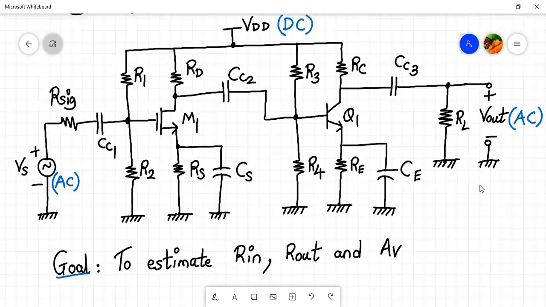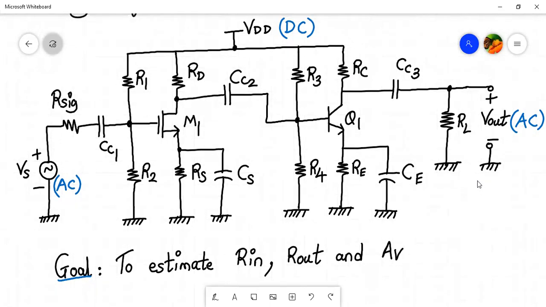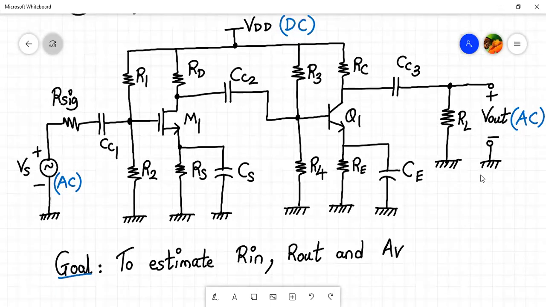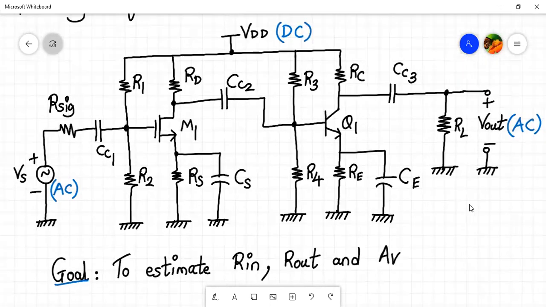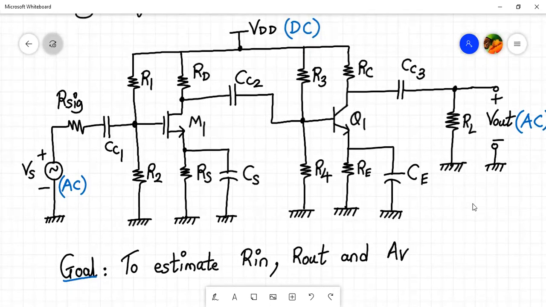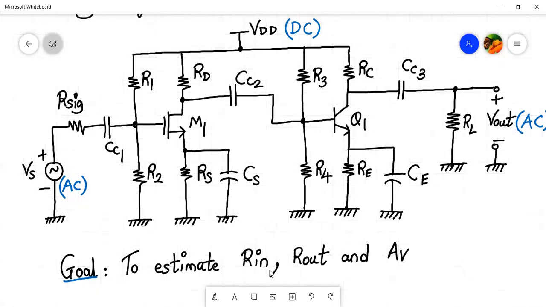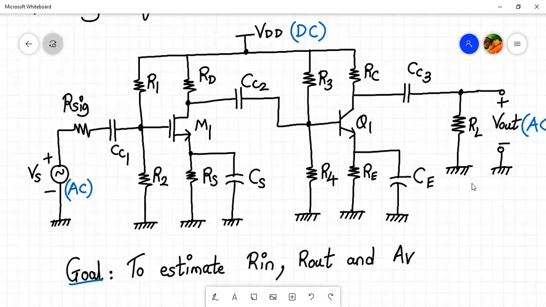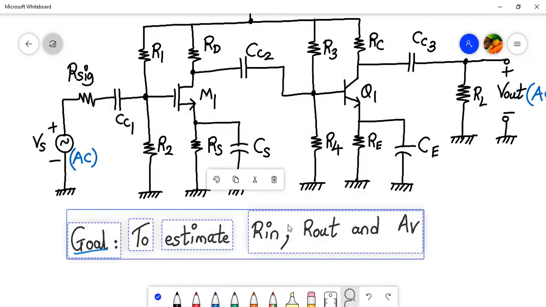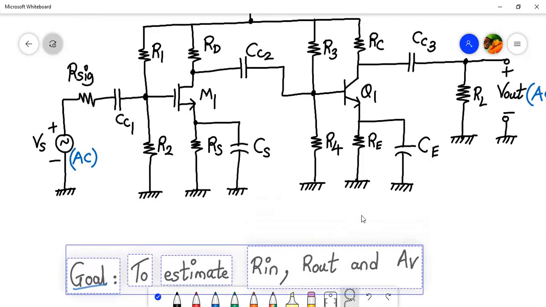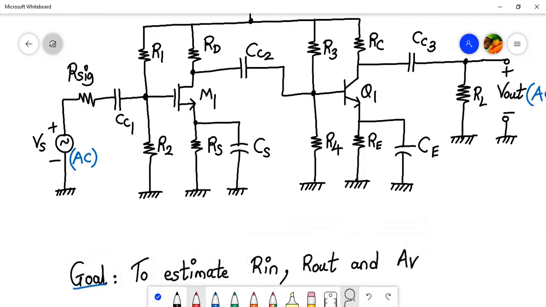Now, let us bifurcate this into the source, first stage, second stage, and the load. So basically, why we are doing this, we want to estimate the input resistance R in, output resistance R out, and the overall voltage gain AV for this amplifier, right? So let me just push this a little down. Yeah, and let me continue over here.